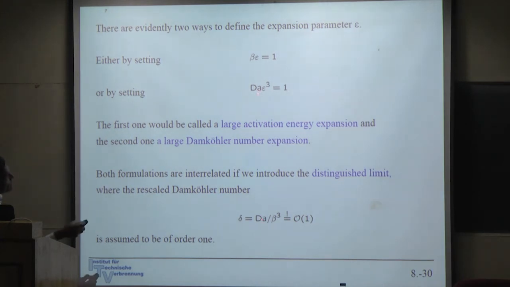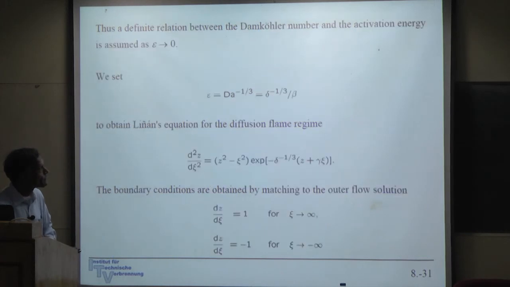You can obtain that, for example, if you take the cube of that, beta cubed epsilon cubed, and you take the ratio of these two quantities, that's 1. Now you can define this delta, which is obtained by this ratio. If you assume that delta is order 1, this becomes a distinguished limit of large activation energy as well as large Damköhler number.